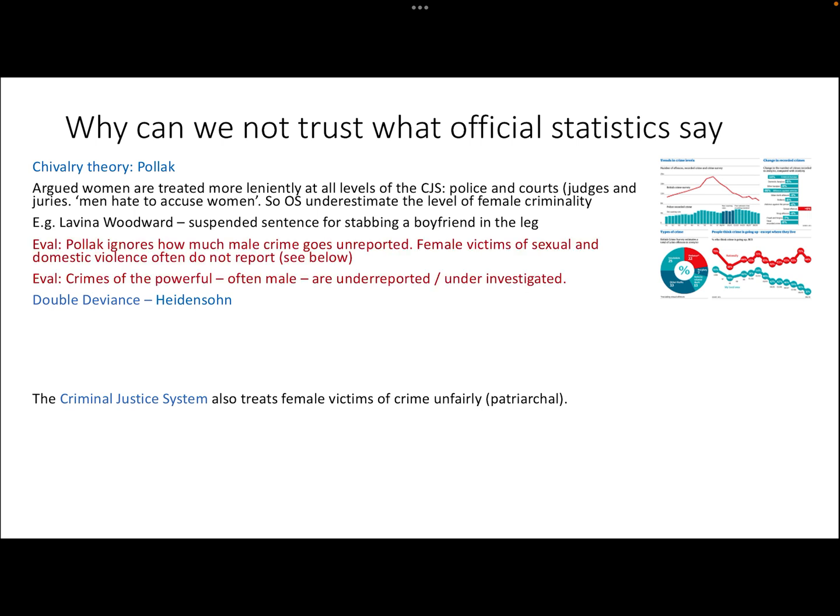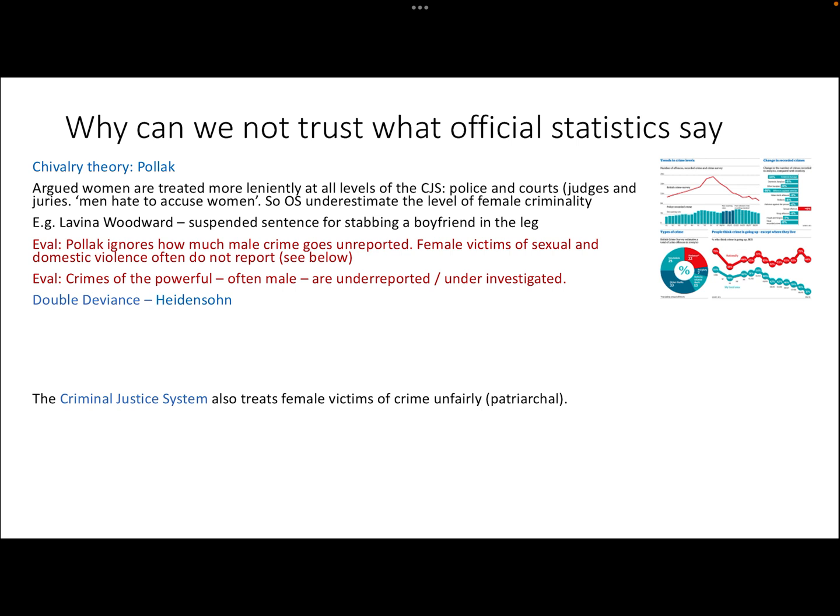However, from an evaluative point of view, Pollock actually ignores how much male crime goes underreported. So, female victims of sexual and domestic violence often don't report, particularly if it's their current partner. And I'll talk about that a little bit more below. And there's also crimes of the powerful. These are often males, or your corporate and white collar crime, and they're also underreported and under investigated. So there are two areas of criminality where men are probably avoiding showing up in crime statistics.